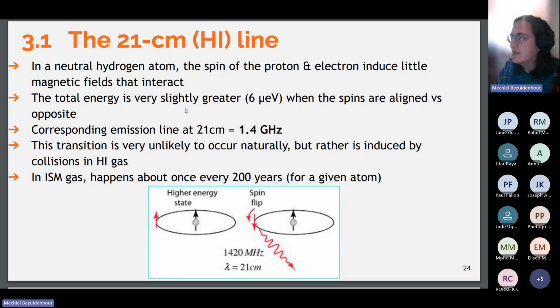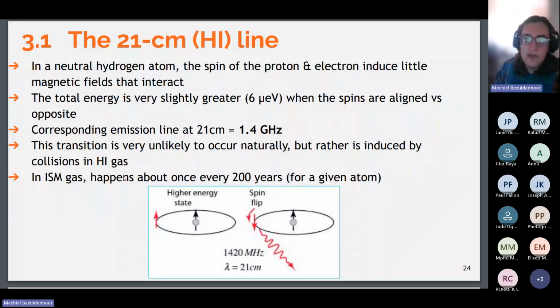And don't ask me where that comes from. It's a result of some quantum effects. And the corresponding photon wavelength is 21 centimeters, or about 1.4 gigahertz. Now, this transition is very unlikely to occur naturally, so it has to be induced by collisions in H1 gas. So this H1 line is tracing the dynamics of regions of hydrogen gas specifically. In an ISM gas, for a given atom, this transition only happens about once every 200 years.